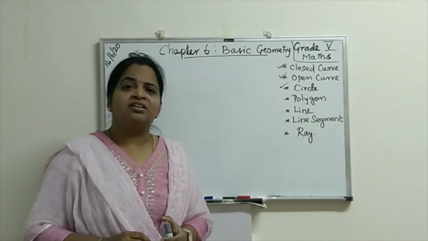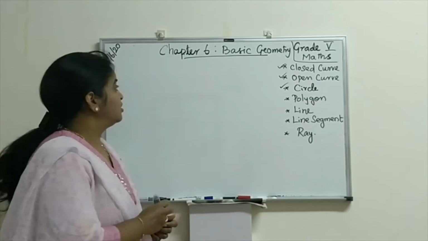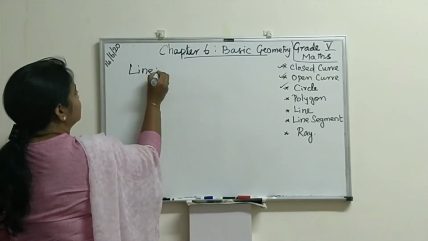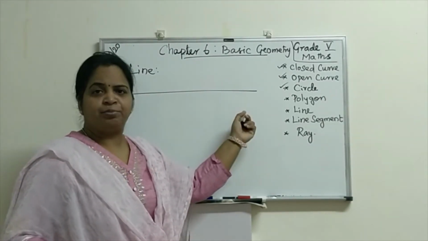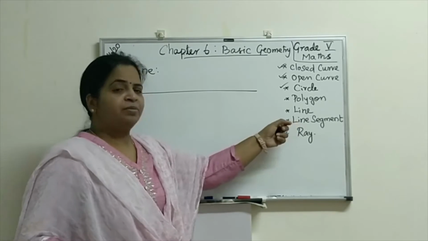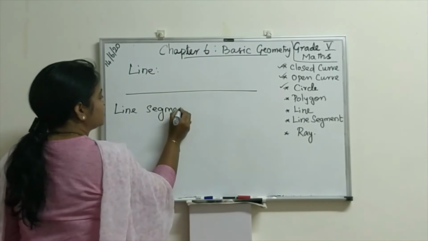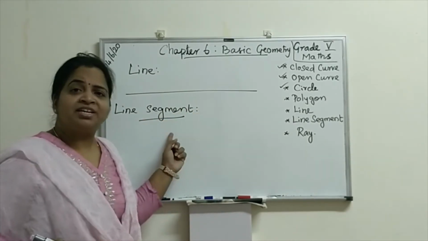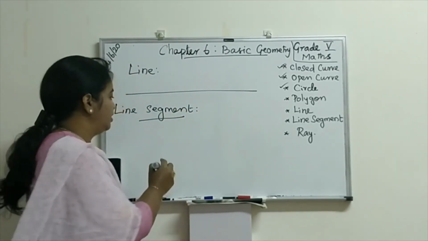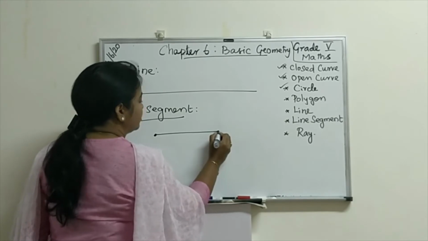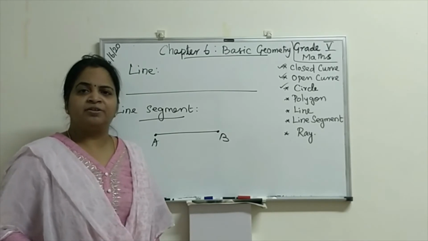What is line? Line doesn't have any starting point and ending point. Line, it doesn't have any starting point or ending point. Okay, and the line segment. What is line segment? Line segment is a part of line. It has a starting point, it has an ending point. So this is called AB. This is called a line segment.